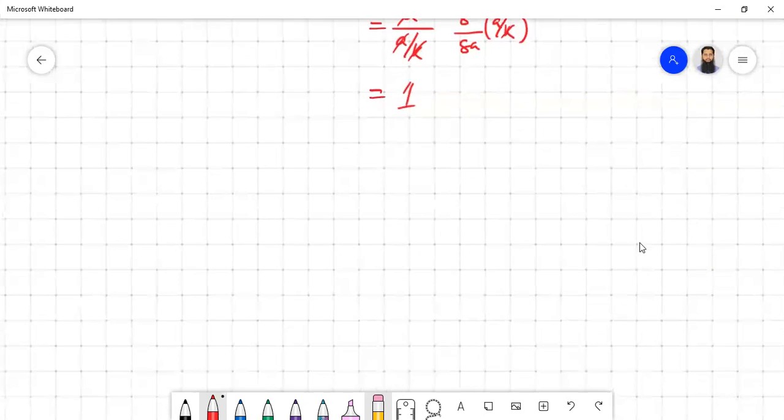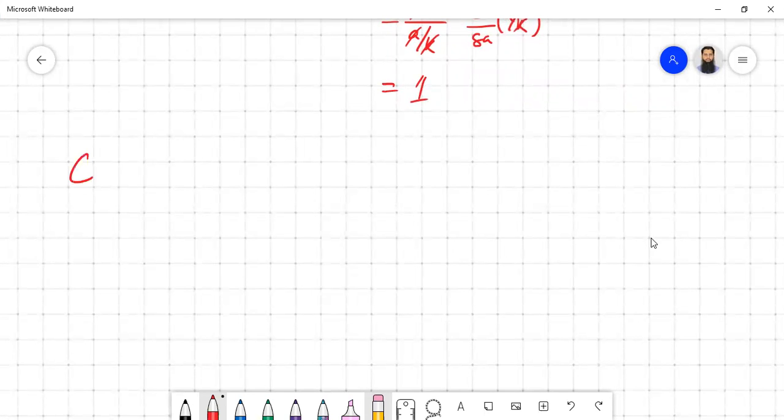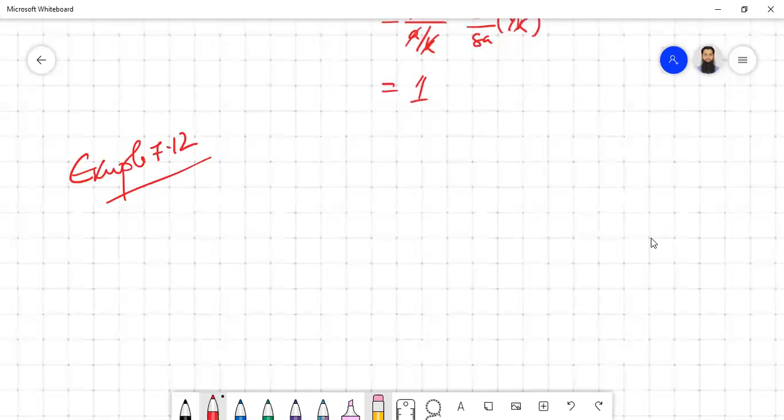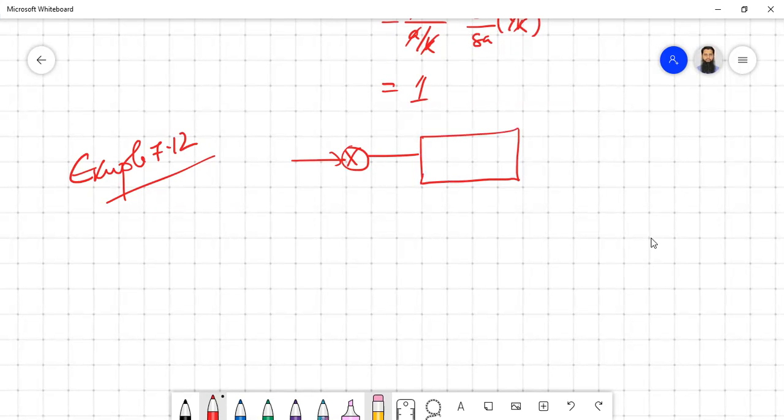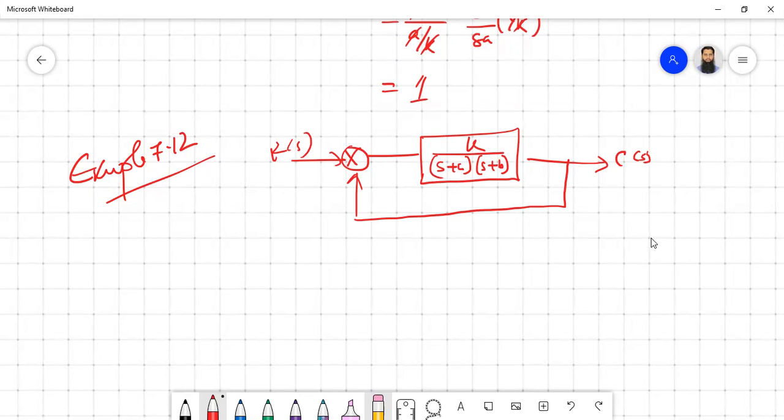To make it easier, a few other examples are given, two more I think. Example 7.12. This time this is our forward path transfer function, K by S plus A, S plus B, in a unity feedback system, C of S over R of S. What we want to find is the sensitivity of the error with respect to the parameter A, as well as the sensitivity of the error with respect to the parameter K. These two we have to figure out.